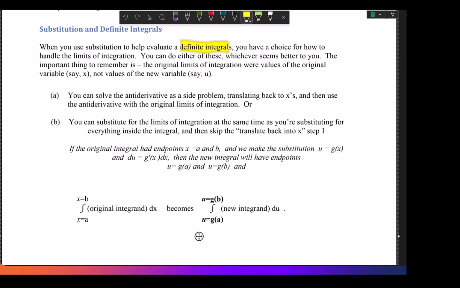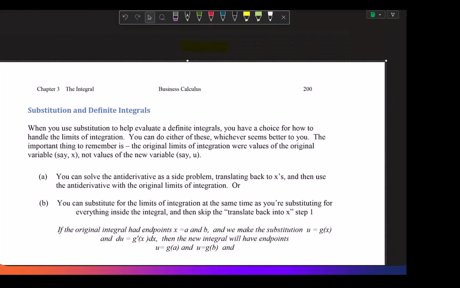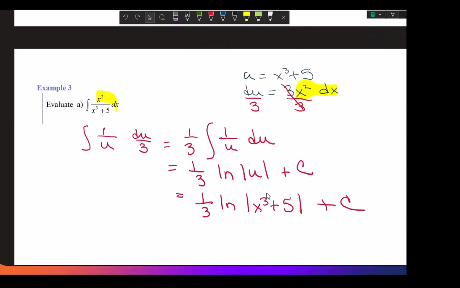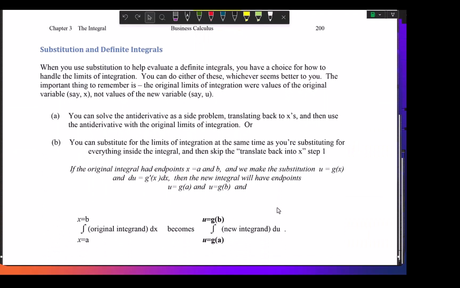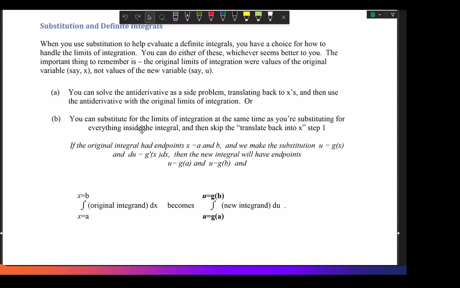and then use the antiderivative with the original limits of integration. What that means is I solve it like I did here. First I solved it using u's, and then I turned it all back into x's. That's the first thing they're talking about. I can solve the antiderivative and translate everything back to x's and use the original limits. Or I can change the limits of my integration, and then I don't have to substitute.